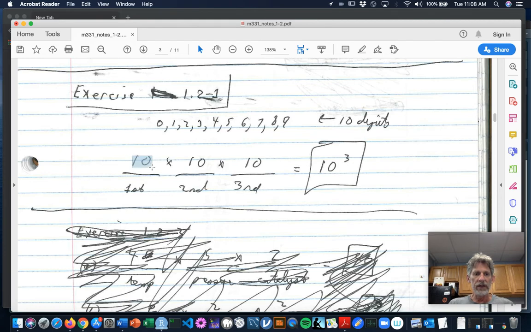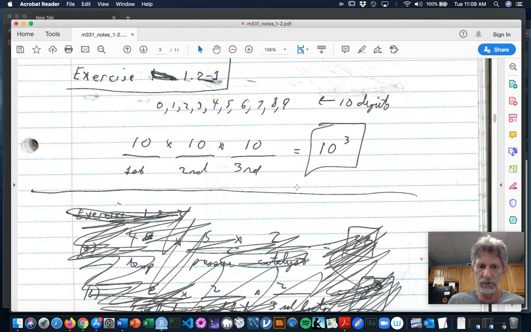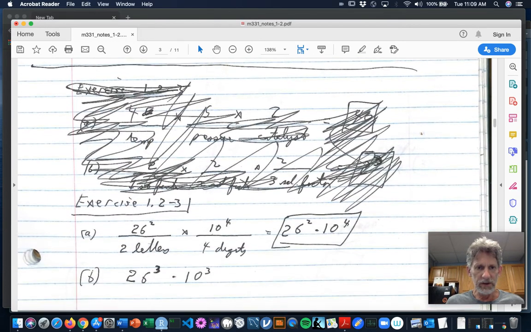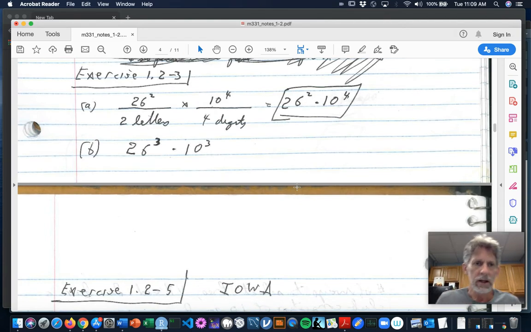Well, there'd be 10 ways to do the first digit, 10 to do the second, and 10 to do the third. So 10 cubed. Great. So a very simple application of the multiplication principle. Here's some example I decided I didn't want to work with. And now, how about exercise 3?